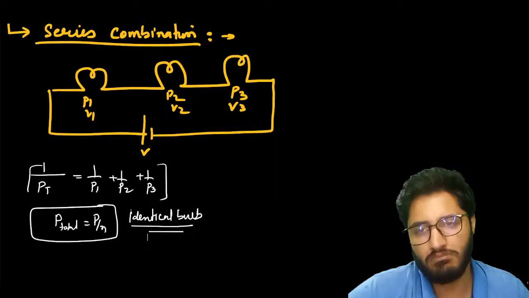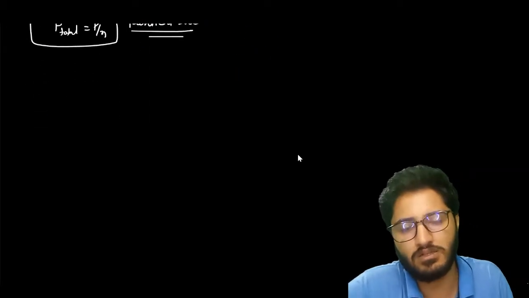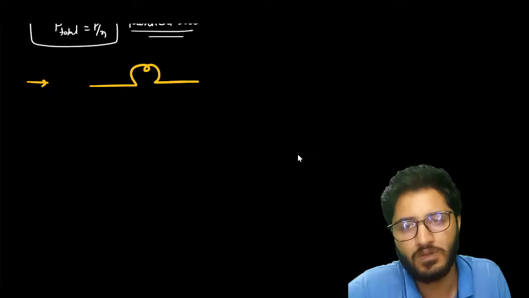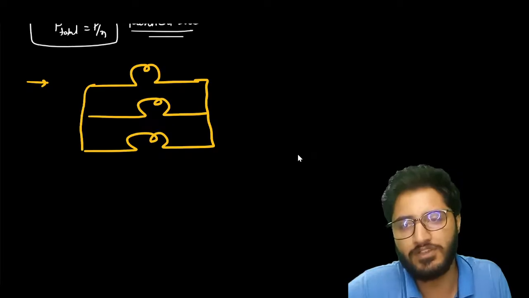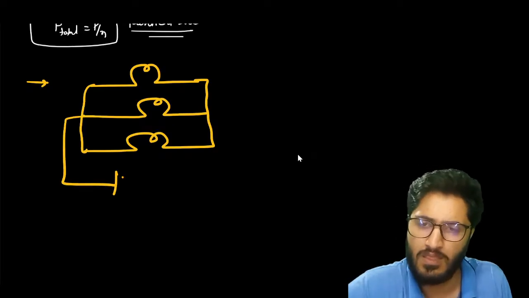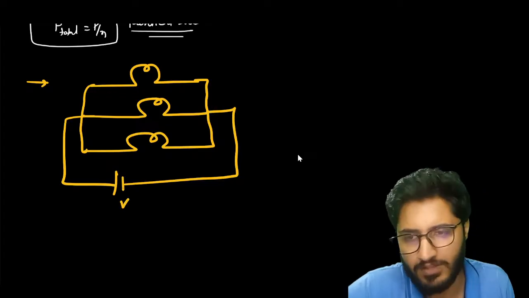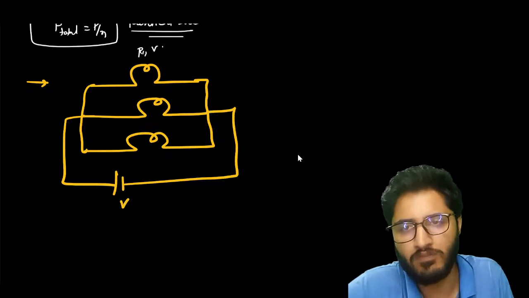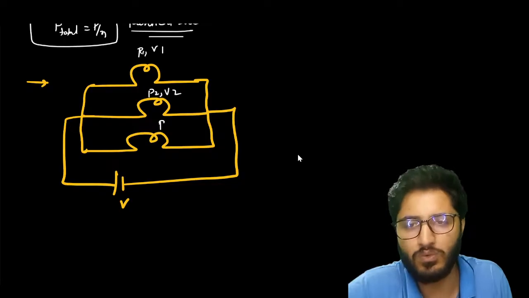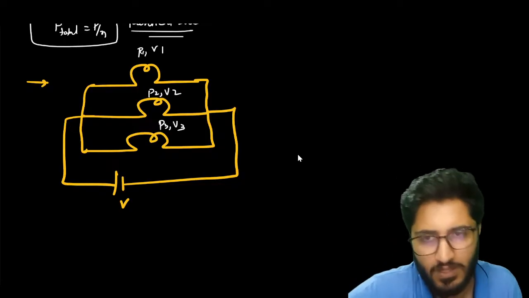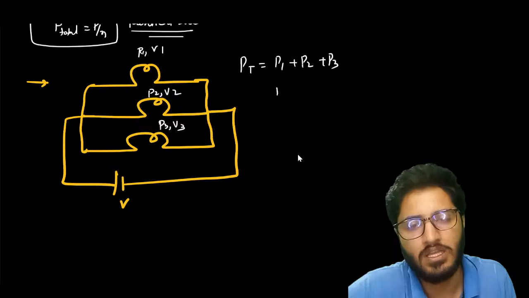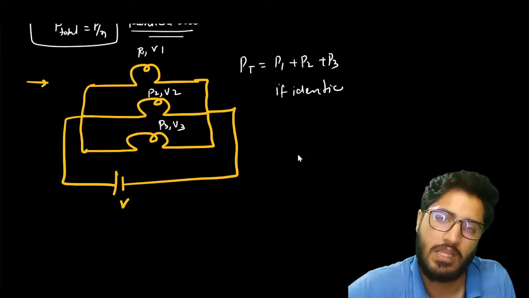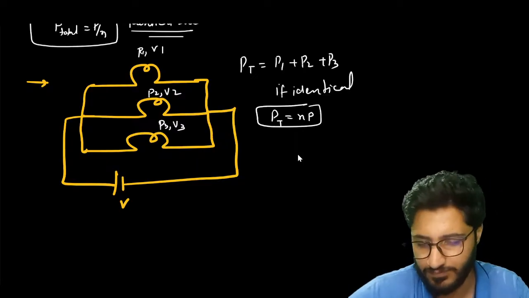In opposite to this, if we have a parallel combination, combining these three with P1 V1, P2 V2, P3 V3, you will write P total equals P1 plus P2 plus P3. If identical, P total will be equal to N times P.